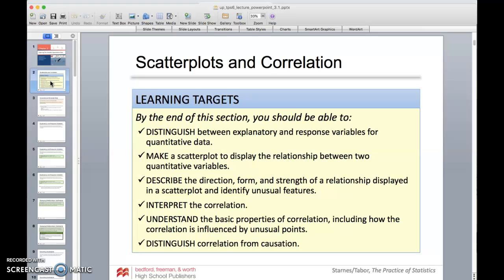Then we're going to be able to describe the direction, form, and strength of the relationship displayed in the scatter plot and identify any unusual features. We'll talk about correlation and causation, those types of things, in the second part of the video.